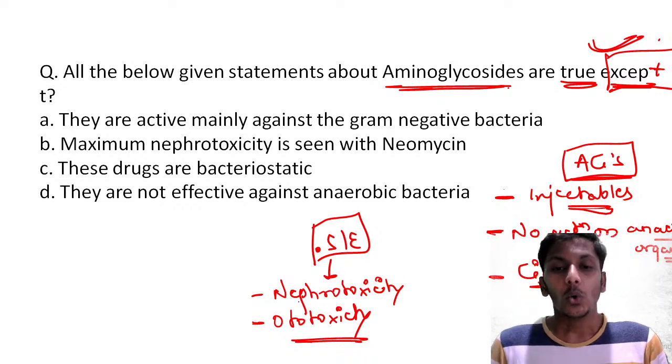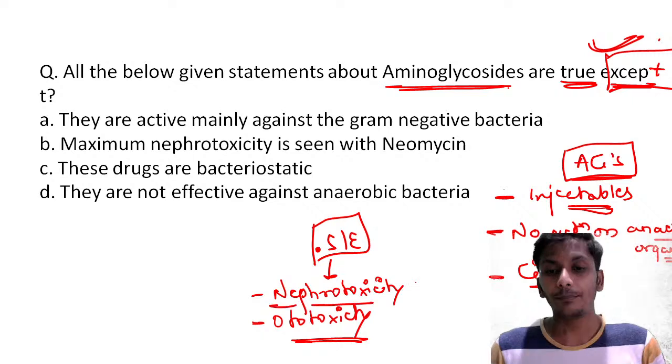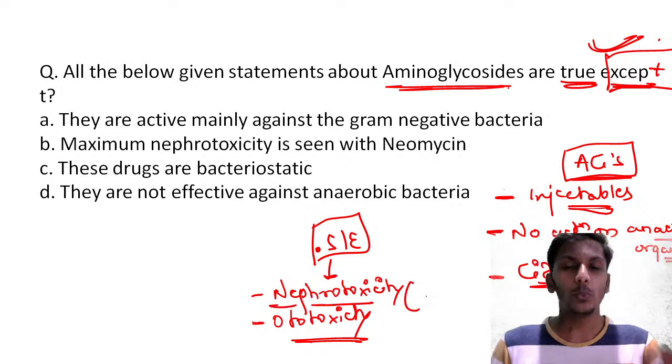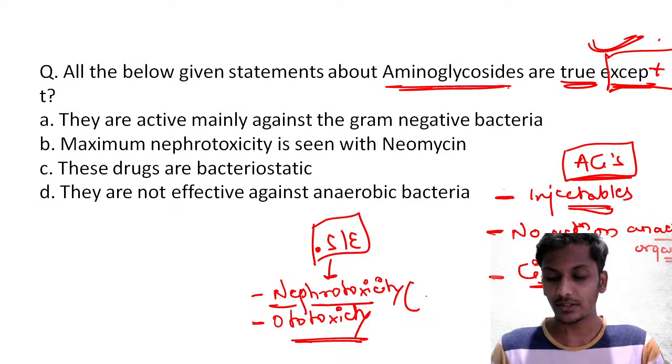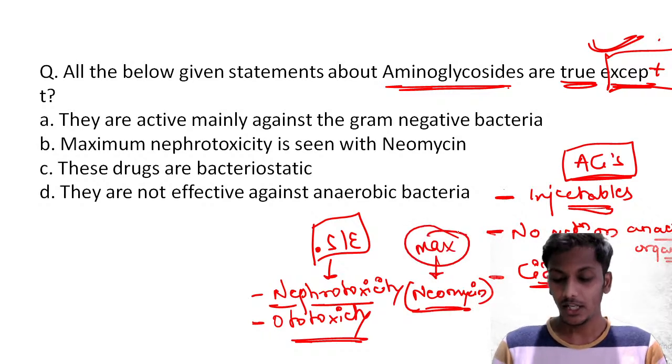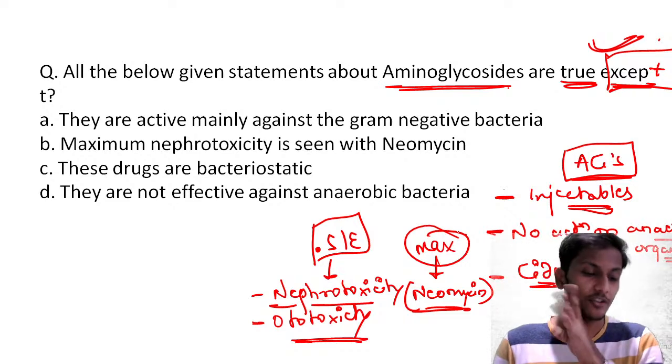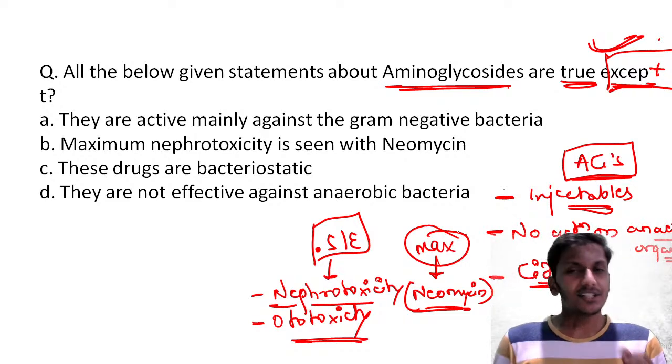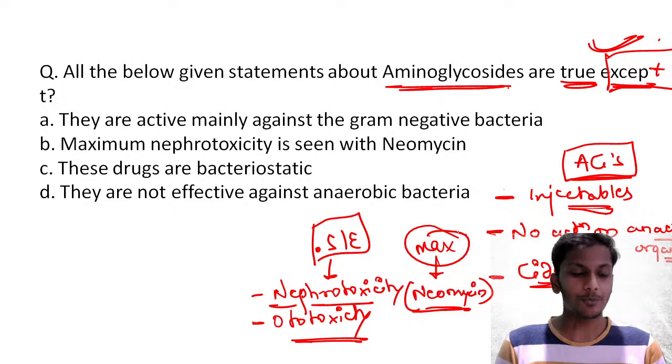Now, which is the aminoglycoside with maximum nephrotoxic action? Which is the aminoglycoside which has maximum nephrotoxicity? So N for nephrotoxicity, N for neomycin. So please remember, neomycin is the drug which can cause maximum nephrotoxicity. Neomycin causes maximum nephrotoxicity.